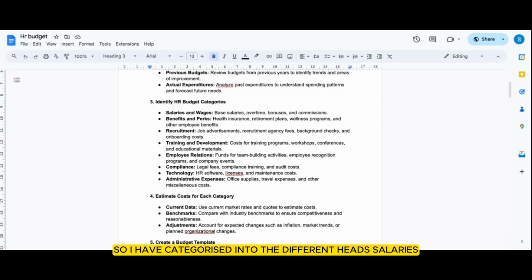So I have categorized into the different heads: salaries, benefits, recruitment, training, employee relation, compliance, technology, and administrative cost. Comment and tell me if I have missed any head. I have made the budget thinking these are the main heads, 8 main heads in which we will be doing the budgeting.